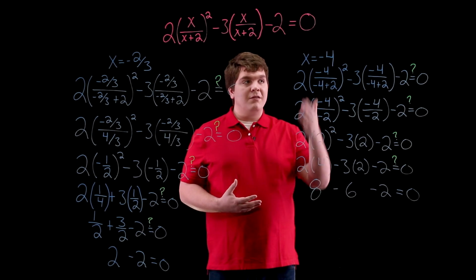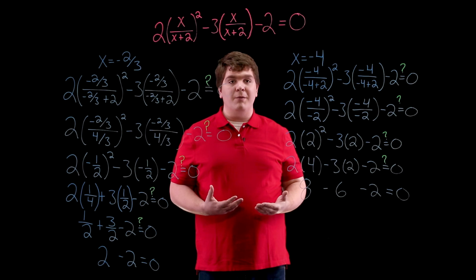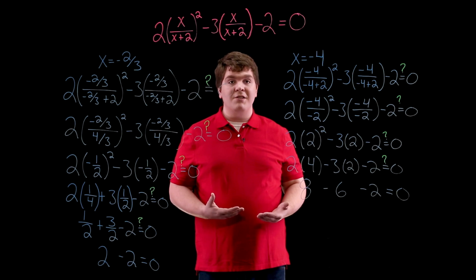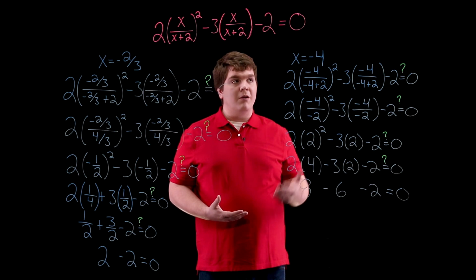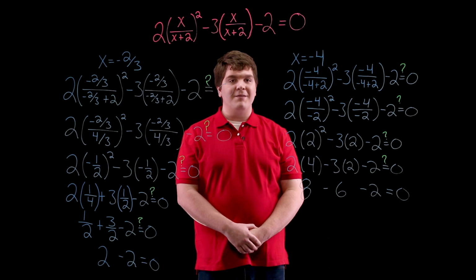Now the same thing happens for x equals -4. We substitute -4 into the original equation, and that simplifies down to 8 minus 6 minus 2, which is also equal to 0. So x equals -4 is also a solution to our original equation.